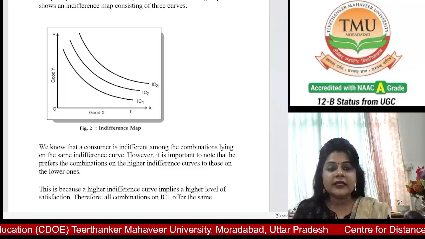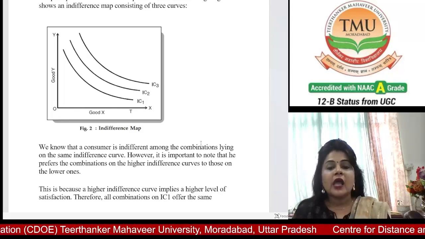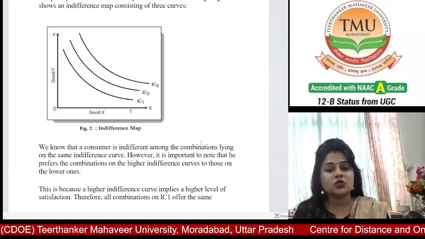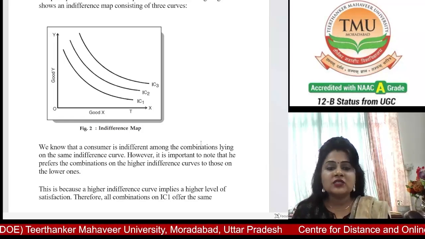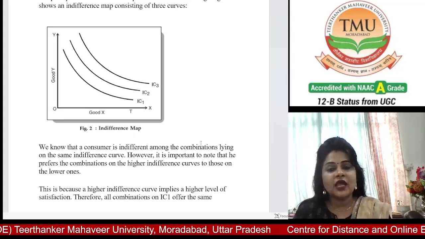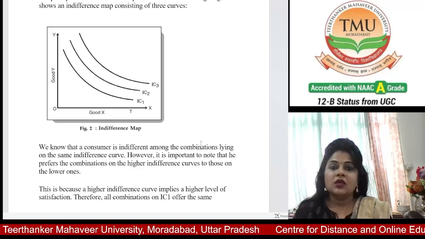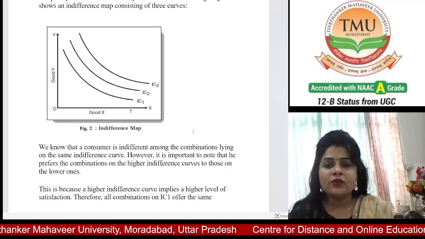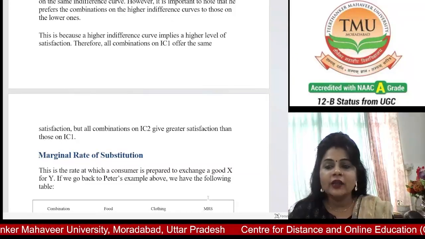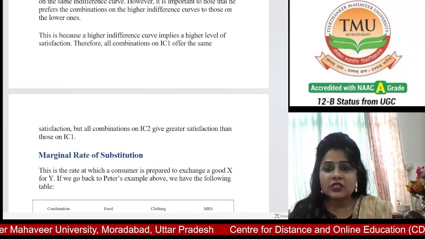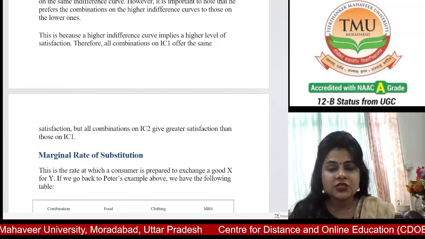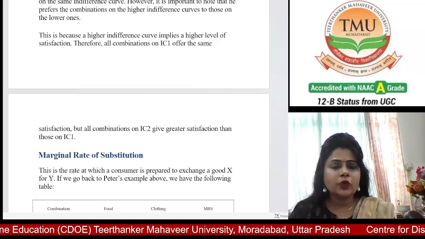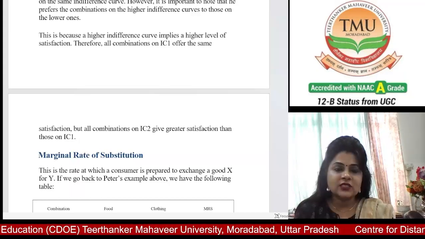Each curve has its own level of satisfaction. However, any point on each of the curves gives the same level of satisfaction to the consumer. Also, the higher the indifference curve, the higher the satisfaction level. IC3 is more than IC2 and IC1. I think you have properly understood what the indifference curve is, which indifference curve gives the high level of satisfaction and which gives the low level of satisfaction.